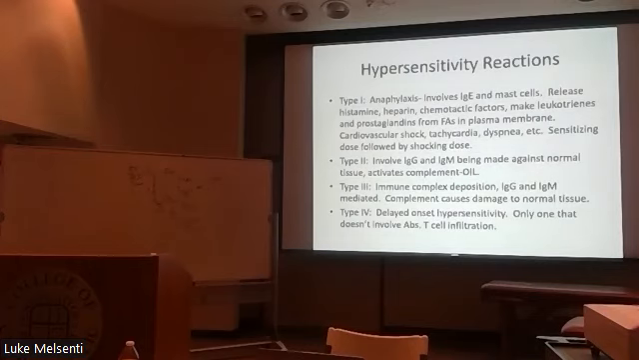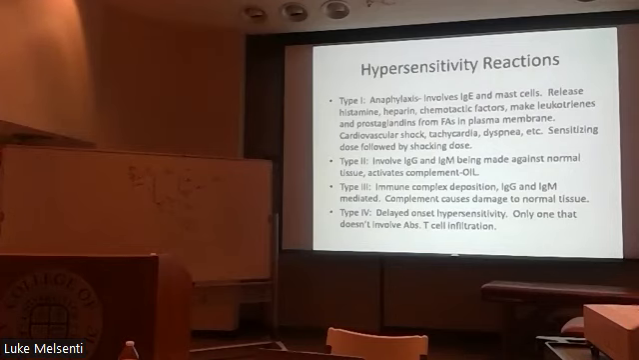Hypersensitivity reactions. Now, type 1 is anaphylaxis, also called immediate hypersensitivity reaction. It involves IgE and mast cells. Now, it's a misnomer because the first time you're exposed, you don't have any symptoms. That's called your sensitizing dose. Then you have to be exposed again. That's your shocking dose, and that's when you get the massive degranulation of mast cells and the anaphylaxis.